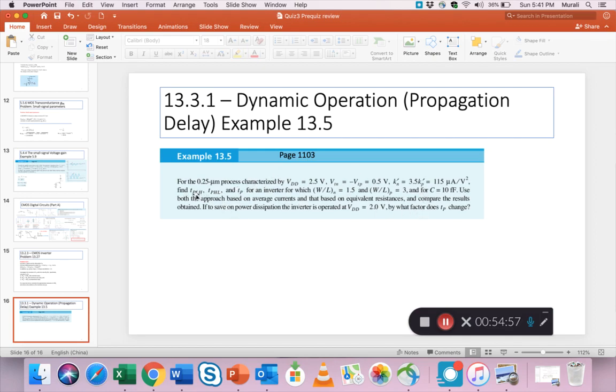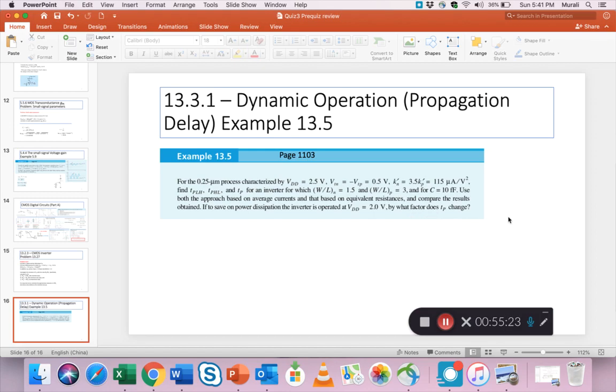Find tPLH, tPHL, and tP, which is the average of the two, and use both methods, the average current method and the equivalent resistances method, and compare the results. Also, one last piece: if VDD is originally 2.5 and it drops to 2, how much does the propagation delay change? So that's the question.